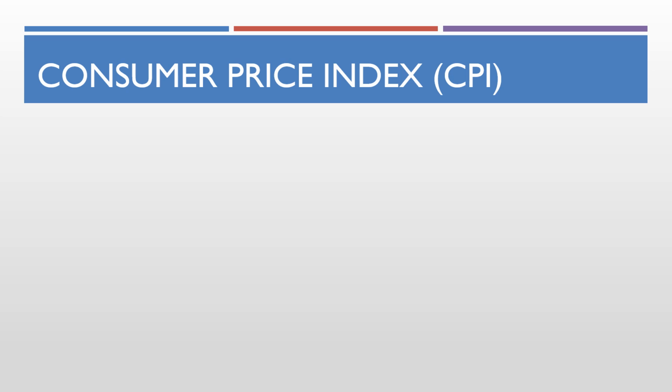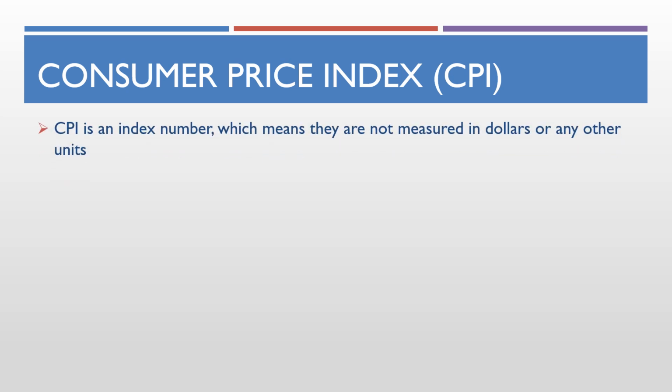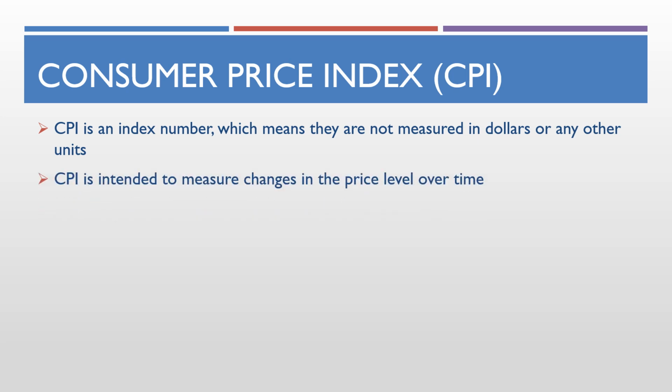So first, let's talk about the Consumer Price Index. The CPI is an index number. They're not measured in dollars or any other units. The CPI is intended to measure changes in the overall price level across time periods so that we can compare the changes of those prices.